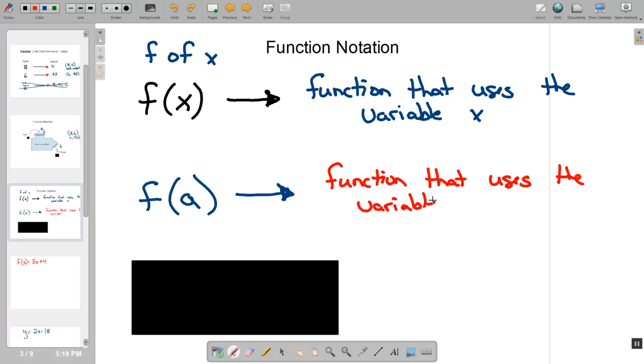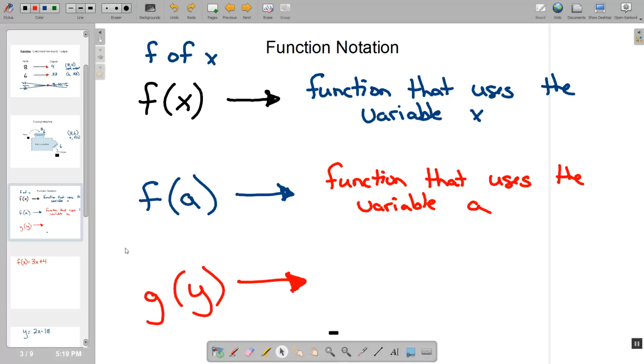But that's not all we can do with this notation. We can even change the f of to a different letter as well. So f is a function. G is still a function as well. So this is still a function, but this one will be a function that uses the variable y.